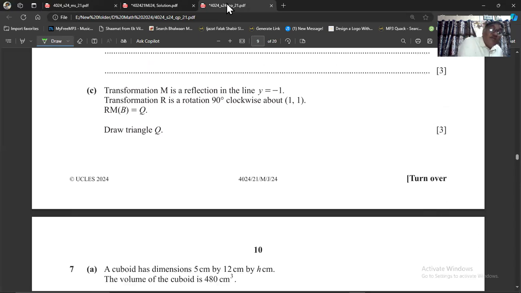He says transformation M is a reflection in the line y equals to minus 1. And the transformation R is a rotation of 90-degree clockwise about the 1, 1. So RMB is equals to Q. So what does it mean? It means that you will take the triangle B, you will apply M on it, and first of all, you will apply the M. Whatever will be the image, that image will then undergo this R, which is a rotation of 90-degree about the 1, 1.